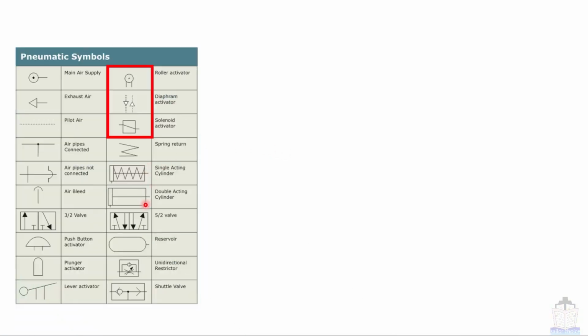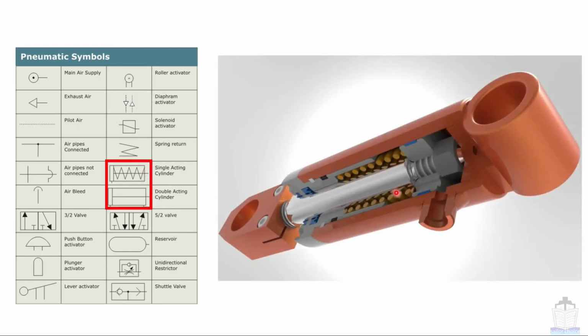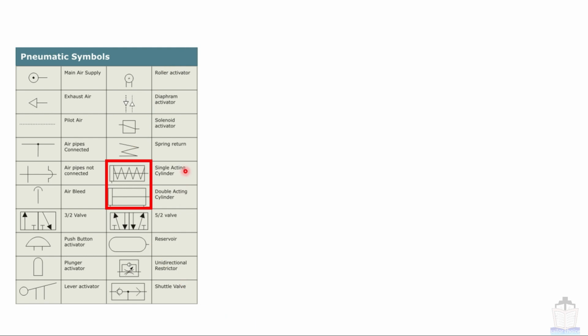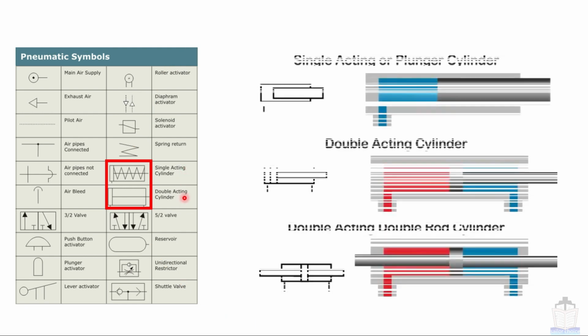Next we are going to see single acting and double acting. This is a picture of single acting, in which you can see the air is only allowed to enter from one position, and it will act over this piston. It will push the piston against the spring force. Now showing the single acting cylinder and double acting cylinder both.